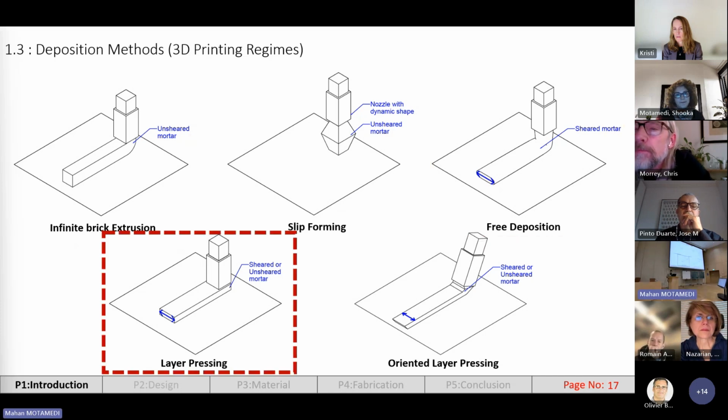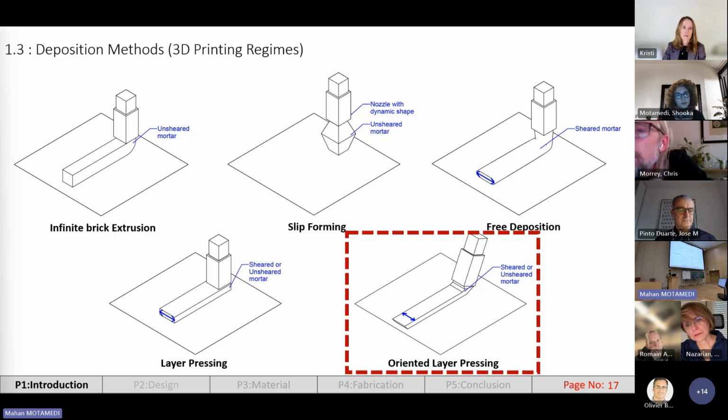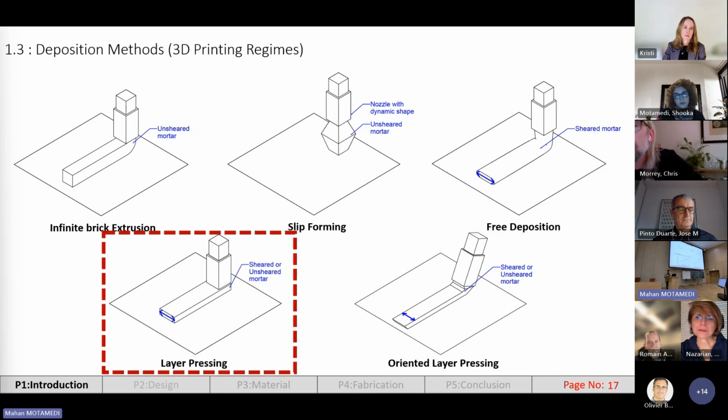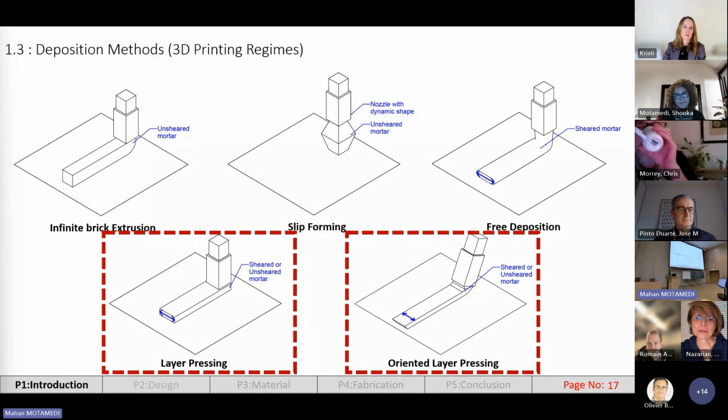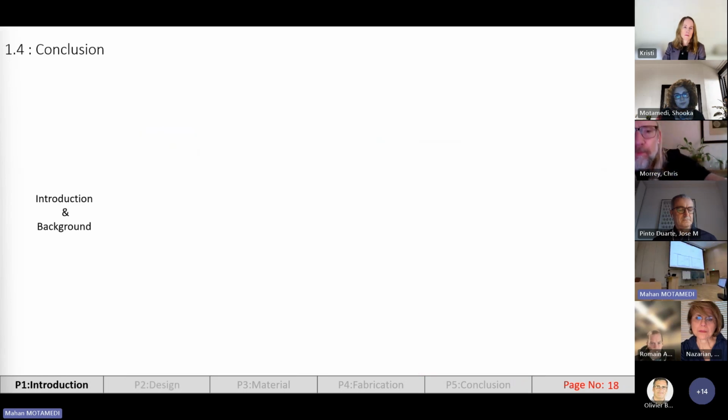The fourth one is the layer pressing. In this printing regime, the height of the layer is governed by the height of the nozzle from the printing bed, and also we can control the shape of the layer by using the nozzle. So for example, in the oriented layer pressing, we can control the shape of the lateral part of the layer. And in this research, we are going to use layer pressing and oriented layer pressing printing regimes.